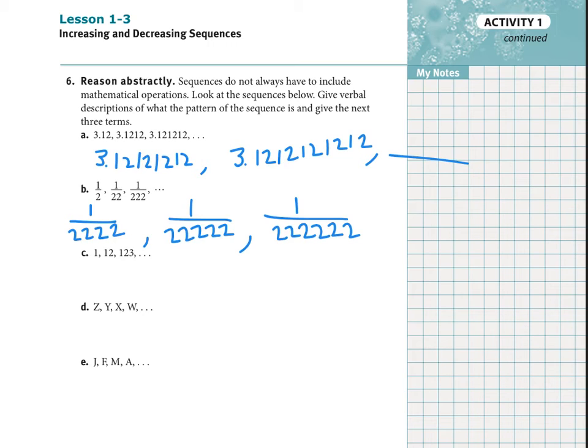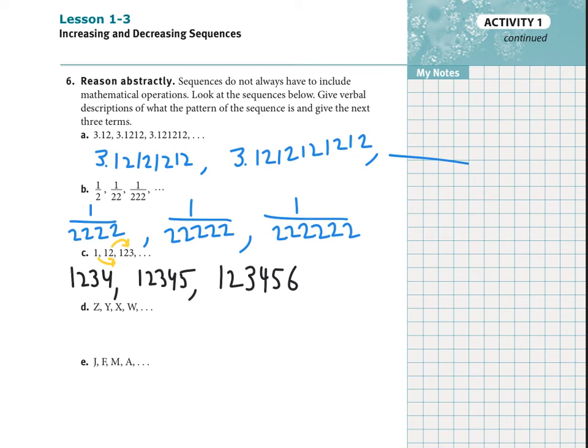Okay, and part C should kind of illustrate that point a little bit too, right? It's going from 1 to 12 to 123. So I think the next number should be 1, 2, 3, 4. 1, 2, 3, 4, 5. 1, 2, 3, 4, 5, 6, right? So what I mean when I'm saying they're not adding like a constant amount, like the difference from 1 to 12 is really like adding 11, right? But to go from 12 to 123, we're not just adding 11 again, right? So it's not a common addition, but there's definitely a pattern there.